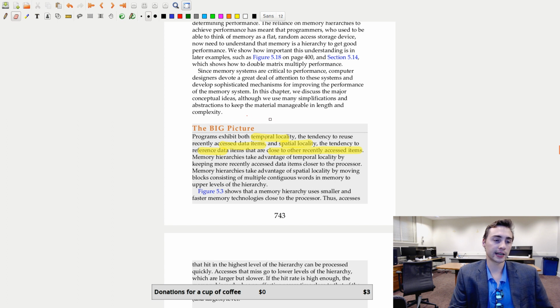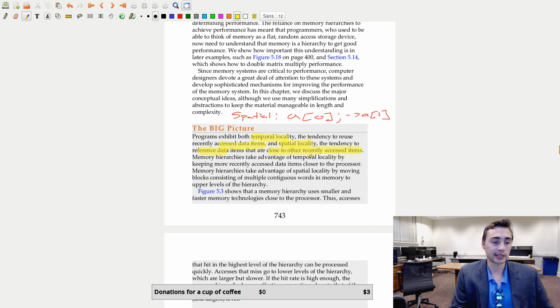And then when we get to the idea of spatial locality, we can think of the idea of an array. If we're accessing an array at index 0, it's likely that the next thing we're going to do is access the next element in the array. So spatial and temporal locality, that's what we're trying to take advantage of.